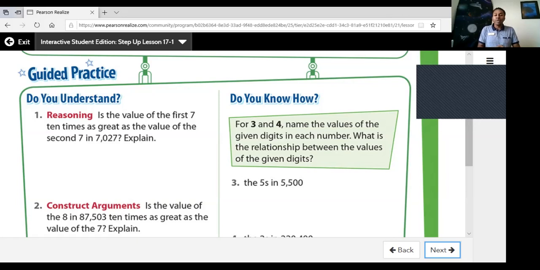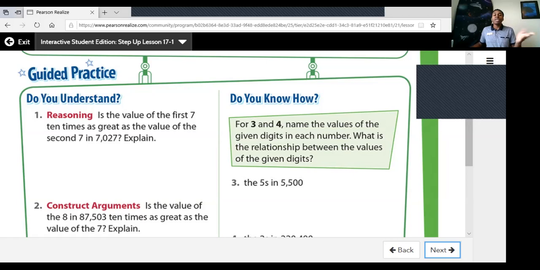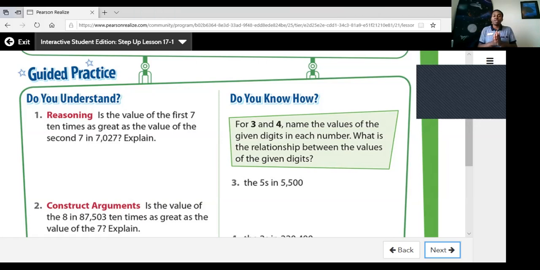All right, so number 1, reasoning. Is the value of the first 7 10 times as great as the value of the second 7 in 7,027? Explain. The answer is no, because the 7s are not next to each other. So the first 7 cannot be 10 times as great as the 7 in the ones place, okay? Notice how they're apart, they're not next to each other, and they need to be next to each other to be 10 times as great, okay?